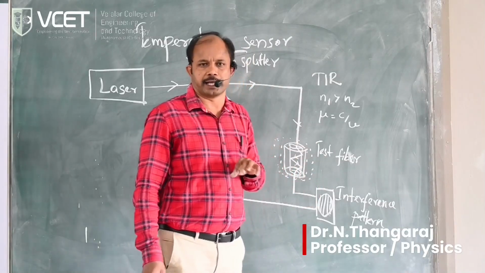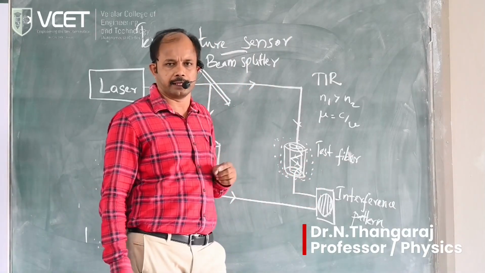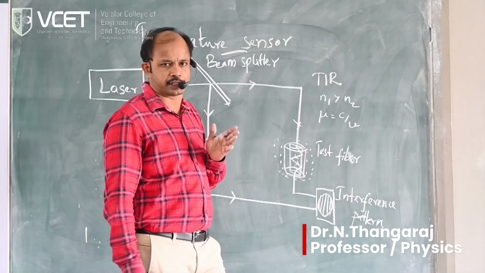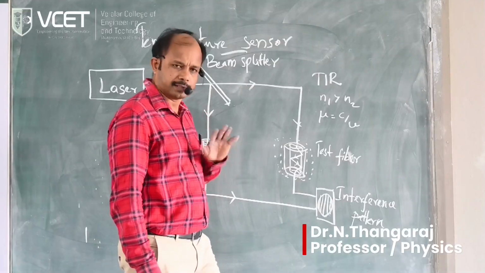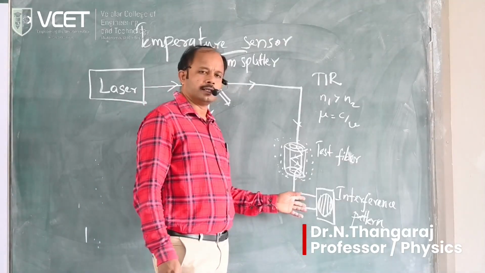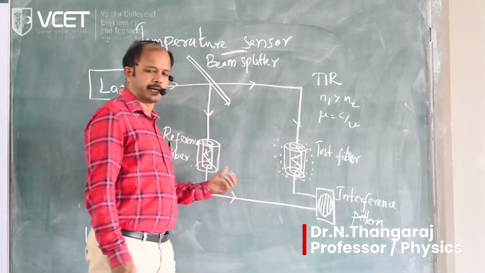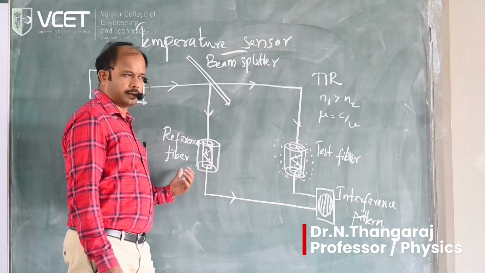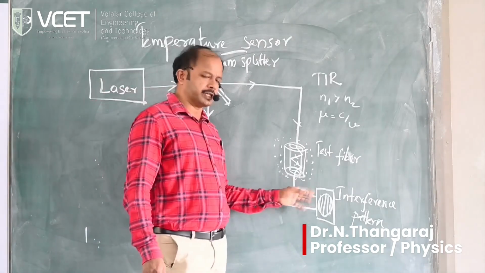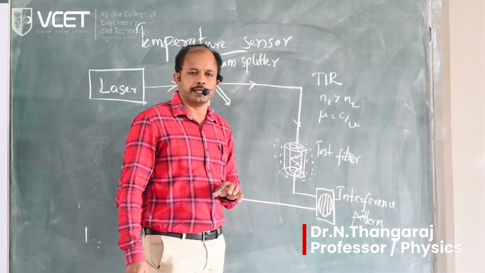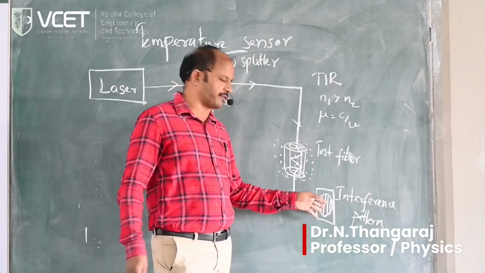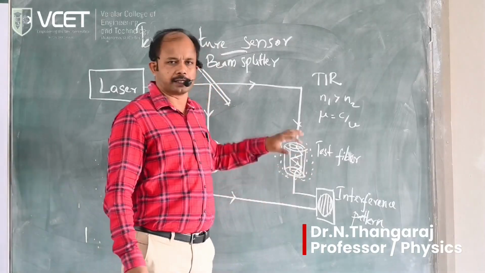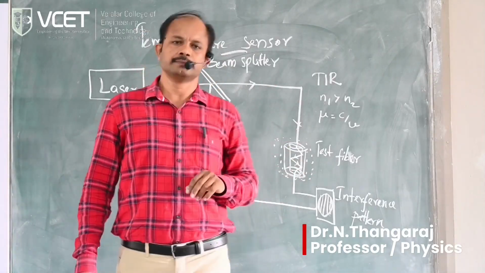Like your air wedge experiment, I think you did an experiment in your physics laboratory. By using the fringes, you can measure the thickness of the paper. The same concept is here. The path difference is produced between the test fiber and reference fiber. From this path difference, it produces the interference pattern, which is nothing but the fringes. From this interference pattern, we can measure the temperature of any environment. Thank you.